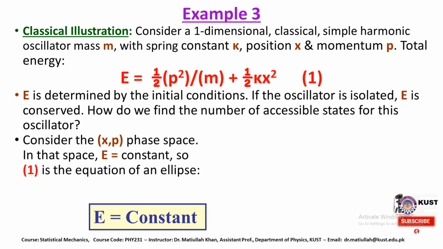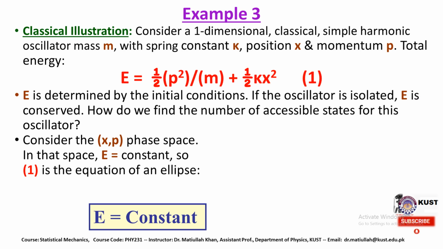We have a third example, an example of classical illustration. In this example, we consider a one-dimensional classical simple harmonic oscillator having mass m, spring constant k, position x, and momentum p. The total energy is equal to 1 over 2 p squared divided by m plus 1 over 2 k x squared. So E is determined by the initial condition.